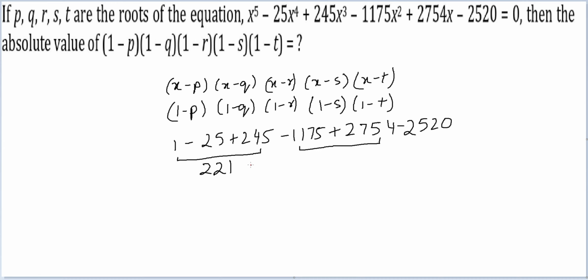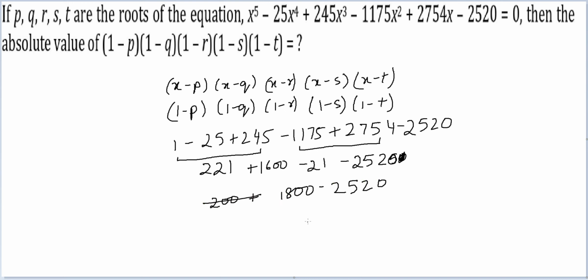2700 minus 1100 plus 1600. 75 minus 54, so minus 21 minus 2520. So 2520, not 250, 2520. 200 plus 1600, so 1800 minus 2520, or the final value is minus 720. But this is not your answer because the question was what is the absolute value. So your final answer to the question will be 720.